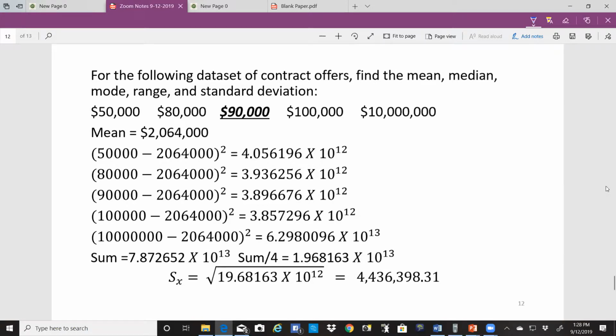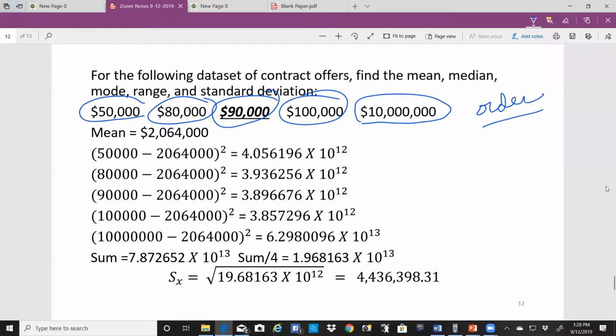Now, I took all these numbers and put them in order. So it's always good if you can to put them in order from lowest to highest. So we have someone making 50,000 a year, 80,000 a year, 90,000 a year, 100,000 a year, and then I guess Bill Gates here who makes 10 million a year.